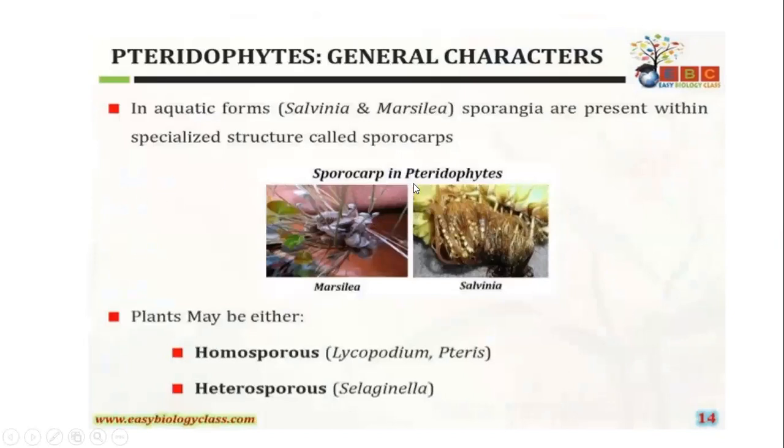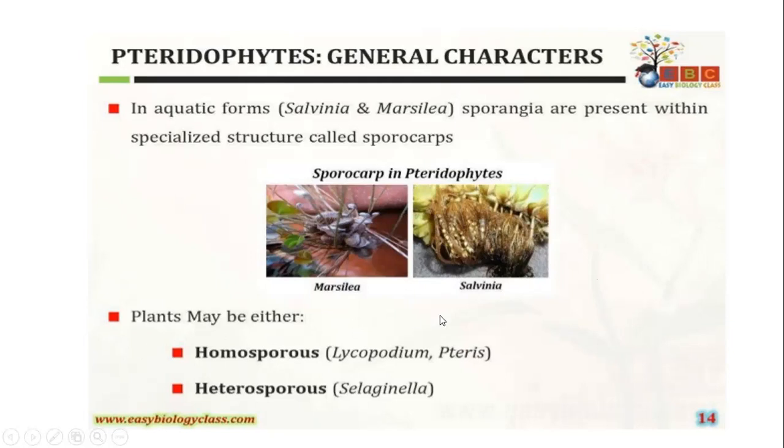Now, this is regarding the terrestrial forms, what we told you. Whereas in aquatic forms like Salvinia or Marsilea, these sporangia are borne in specialized structures, which we call sporocarps. So that we'll study in the type studies.